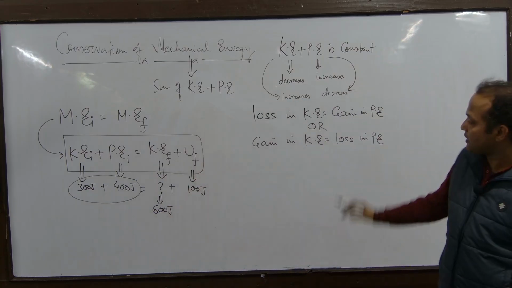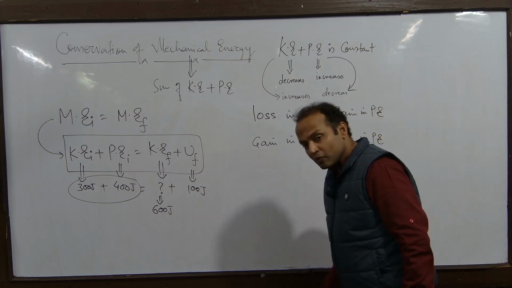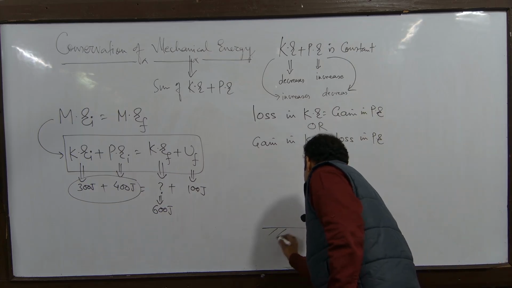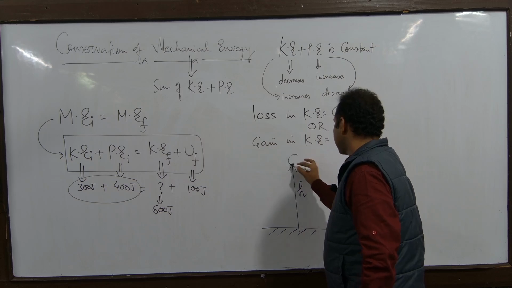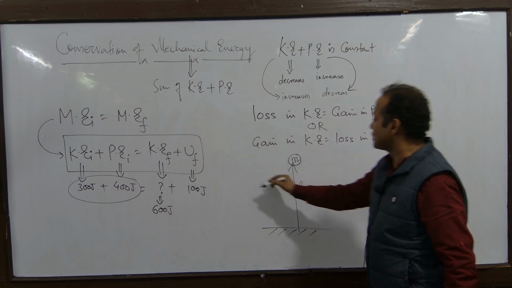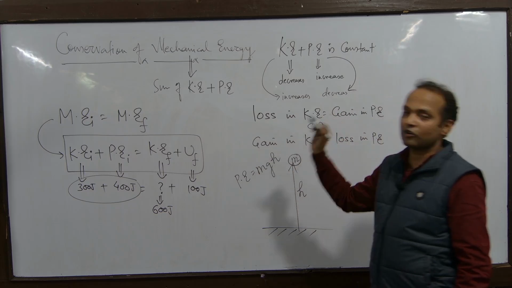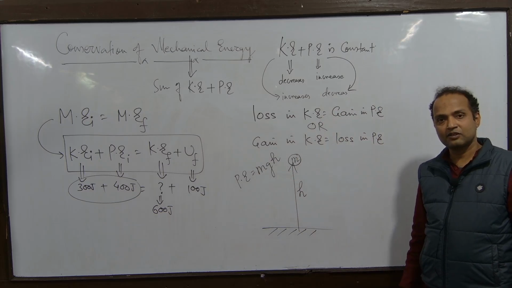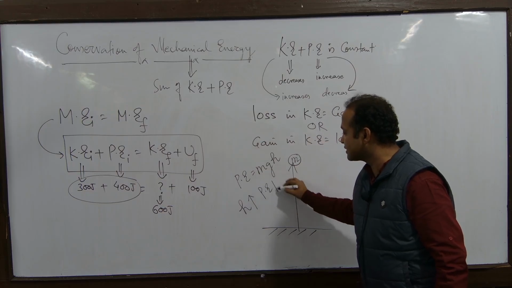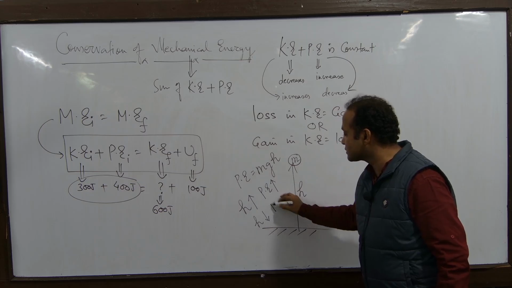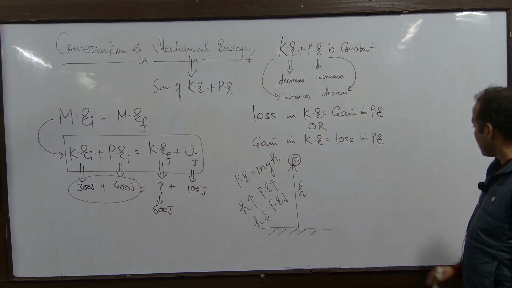And I am explaining this with a simple example. See, all of you know this point also. From ground level, if a ball is at height h, its potential energy is mgh. So if height increases, potential energy increases. If height decreases, potential energy decreases.